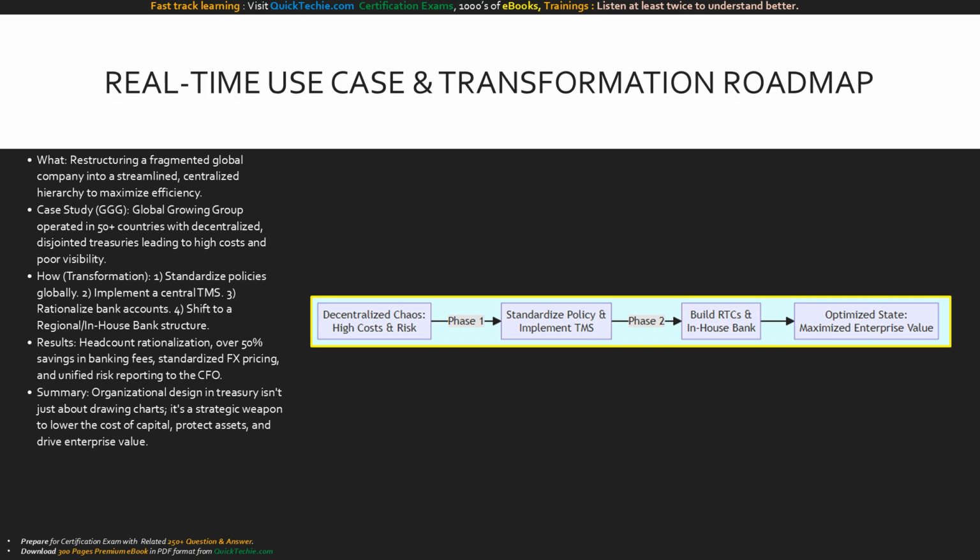This final roadmap visualizes the transformation journey of a corporate treasury. You begin on the left, trapped in decentralized chaos characterized by high costs and unmanaged risk. The journey to excellence starts with Phase 1, standardizing policies and implementing a robust treasury management system. This paves the way for Phase 2, the structural leap, where you build out regional treasury centers and an in-house bank. Finally, you arrive at the optimized state on the right. Your new organizational hierarchy has successfully minimized external borrowing, slashed operational costs, and maximized enterprise value, proving that optimal design is the key to financial leadership.